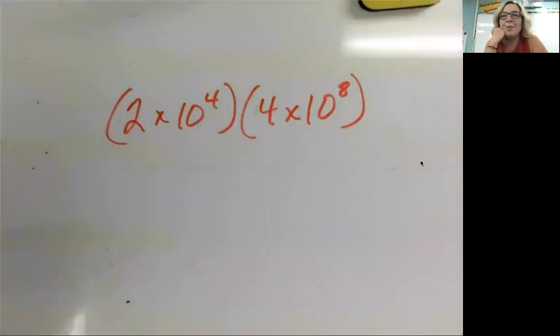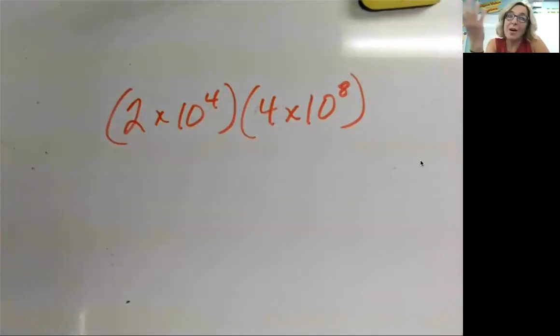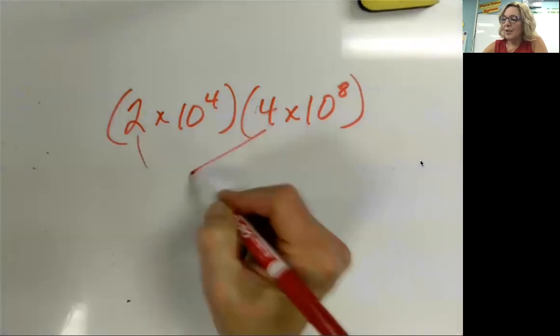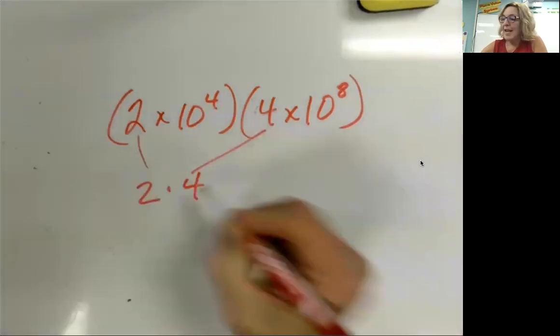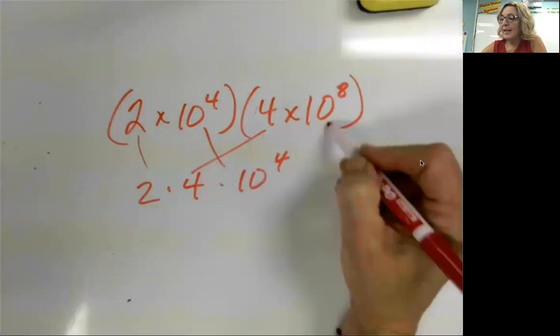So let's look at this problem. It says 2 times 10 to the 4th power times the quantity of 4 times 10 to the 8th power. So there are 4 factors here. And again, we can rearrange them any way we want to make it easy to multiply. So probably what might occur to you is that it would be good to put the coefficients together and the powers of 10 together. So we could do 2 times 4 first, and then we could do 10 to the 4th times 10 to the 8th.